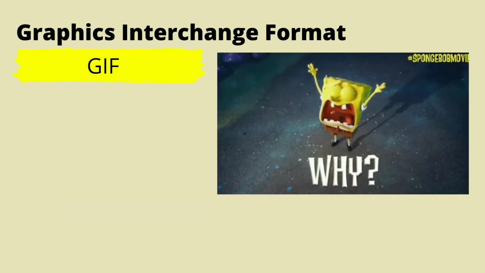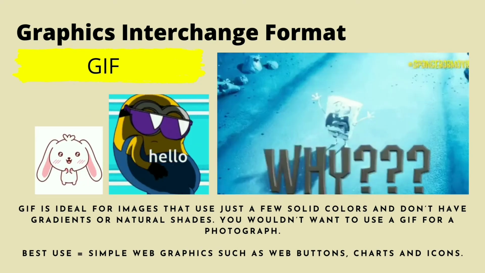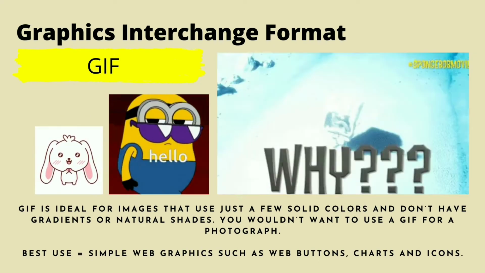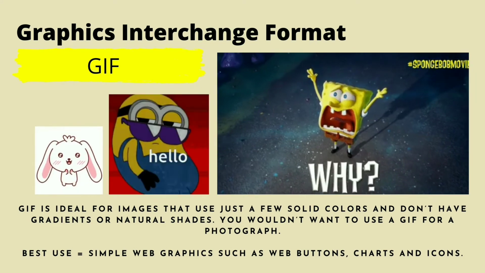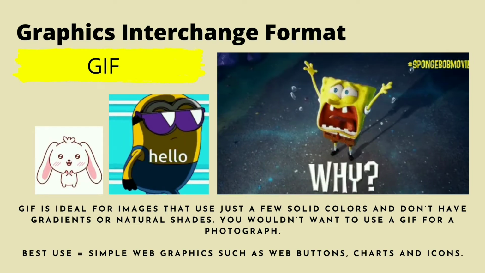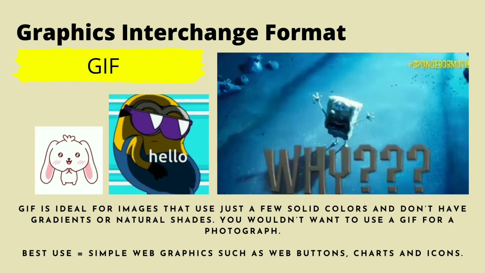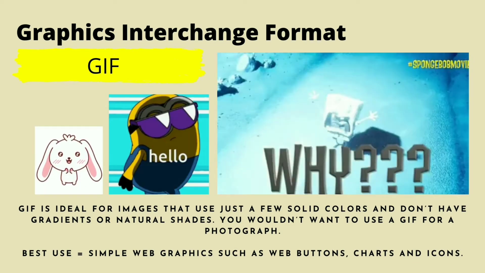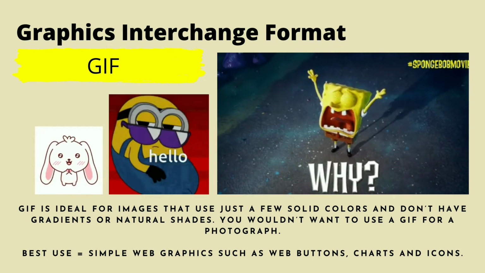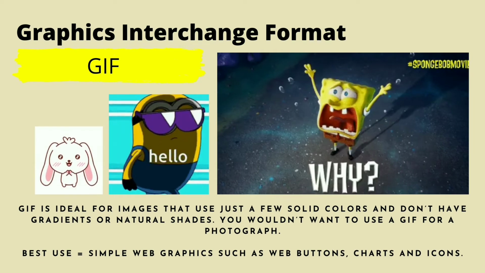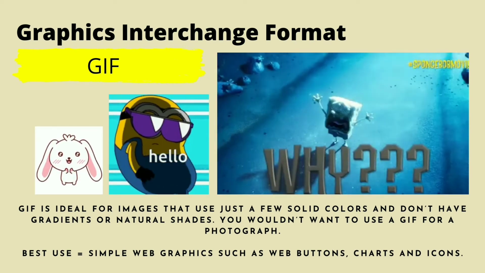GIF, or Graphics Interchange Format. A GIF is another raster image type. A GIF is formed of up to 256 colors from the RGB color space. The fewer colors and shades contained in an image, the smaller the file size. Therefore, a GIF is ideal for images that use just a few solid colors and don't have gradients or natural shades. You wouldn't want to use a GIF for a photograph. Best used for simple web graphics such as web buttons, charts, and icons.